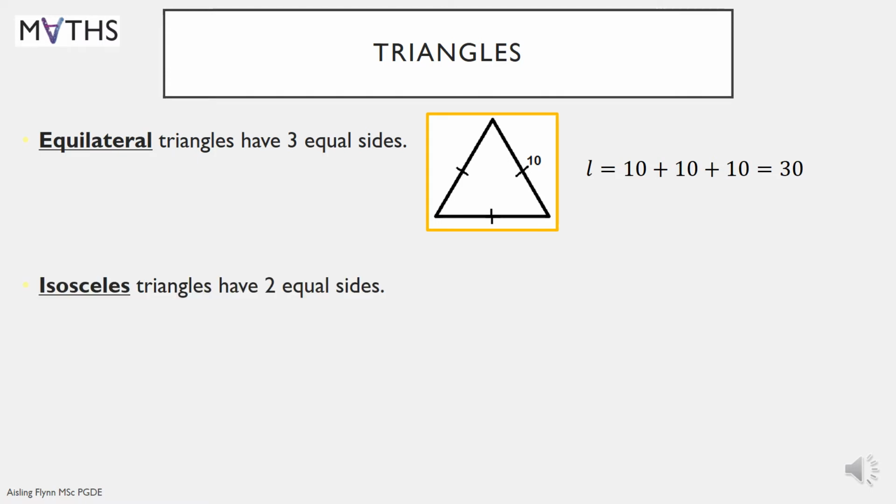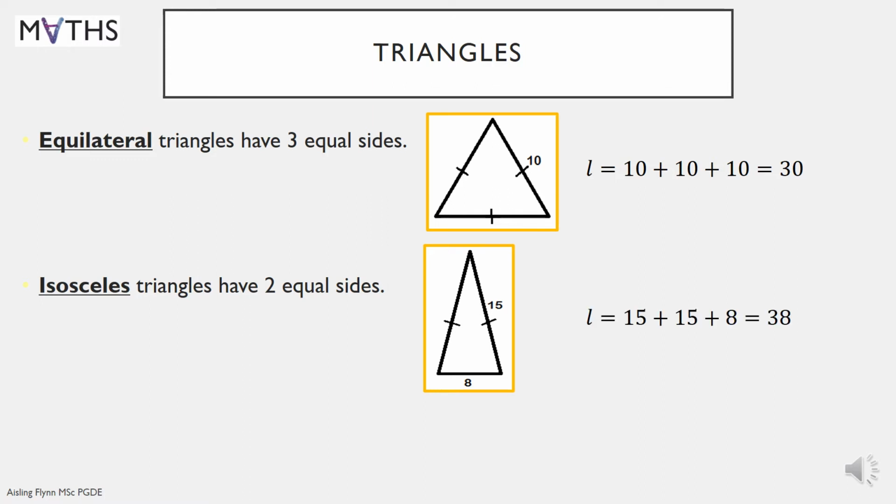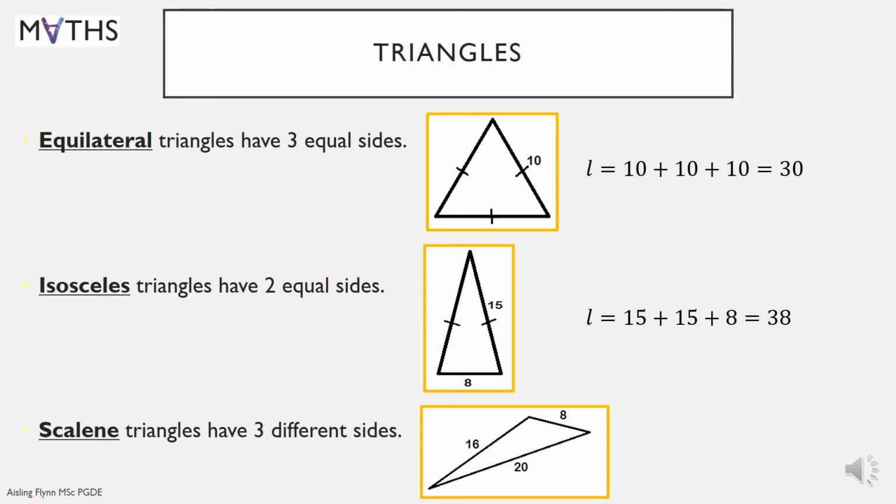Isosceles triangles have 2 equal sides, such as this one. It has a base of 8 and 2 sides of 15, so its perimeter is 38. And the markings indicate that the sides are equal. A scalene triangle has 3 different sides, so none of them are the same. And to find their perimeter, you must know or be given the information on how long each of the 3 sides are, and you add them. You get 42 for that one there.